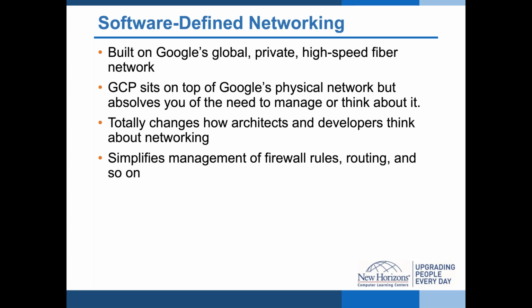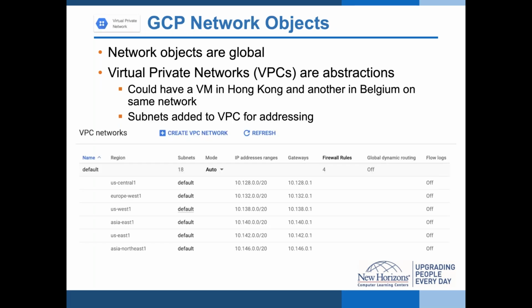It takes a little getting used to if you're used to doing regular networking, but all the firewall rules, routing, and so on, all that stuff is managed for you, and there's very little that you need to think about. Now, in terms of network objects, this is software-defined networking. So network objects are global in scope. You create a network, and it just lives in the entire world. There are no IP addresses in a Google network object. IP addresses are done through what are called subnets.